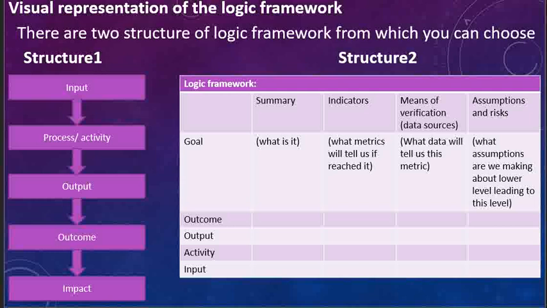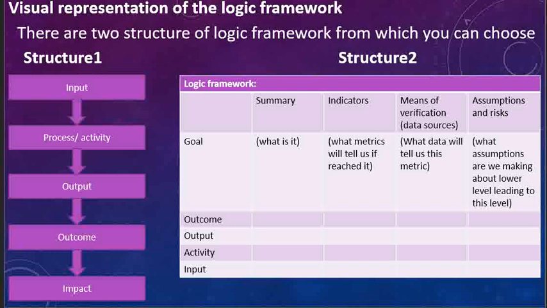There are two structures of logic framework from different perspectives and different groups of people who design. So structure one looks like we have the input, we have the process or activity, just as they are arranged in our introduction in the components of the logic framework. Then we have the outcome, and then we have the impact. Another structure of logic framework can be: we can have goals, outcome, output, activity, and input. You can notice the order.